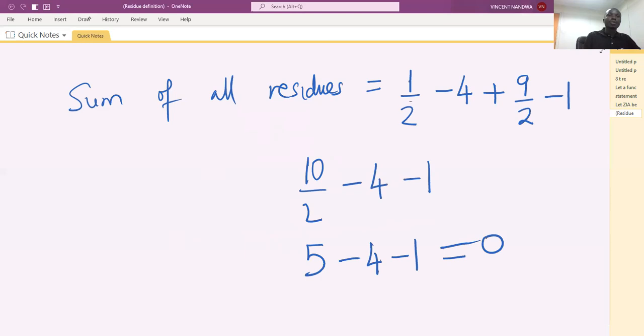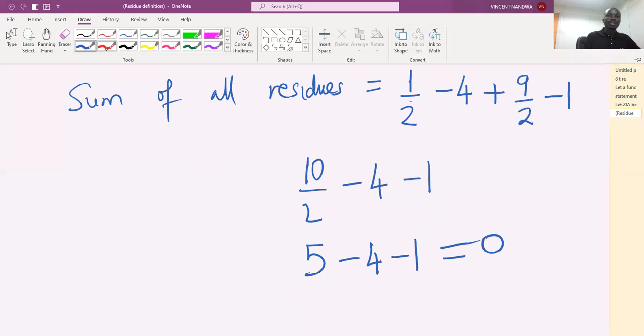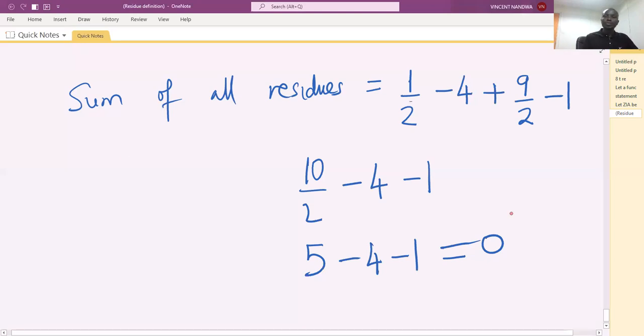So what we were to prove, that the sum of all the residues in this given problem is true, that the answer is 0 for the sum. So that's how we solve that problem.